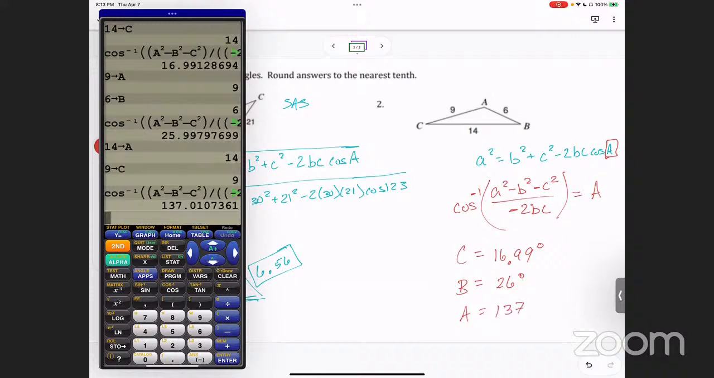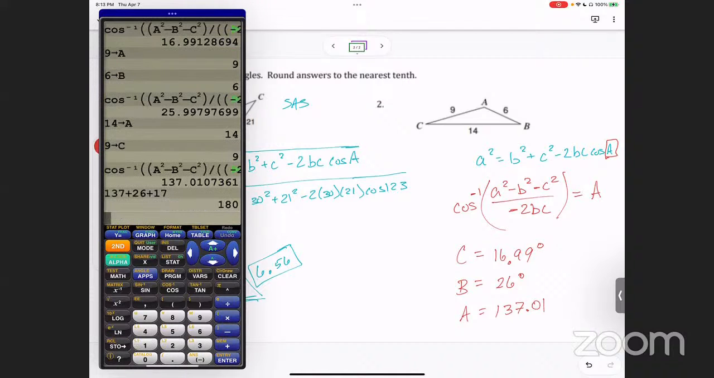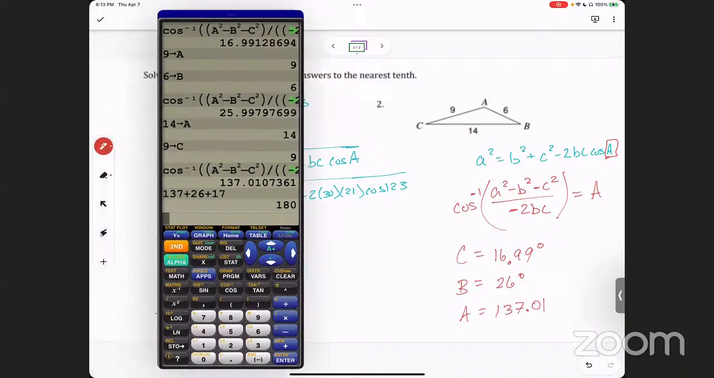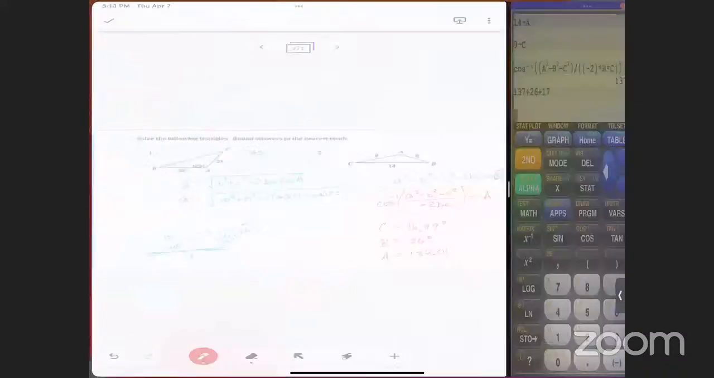Now, guess what happens when I add these three things up? They're going to equal 180. They better. What's 137 plus 26 plus 17? Yep. Boom. About 180. Okay. And if you have a graphing calculator, it's really pretty easy to do that. Now, you could have used the law of sines instead if you wanted to.